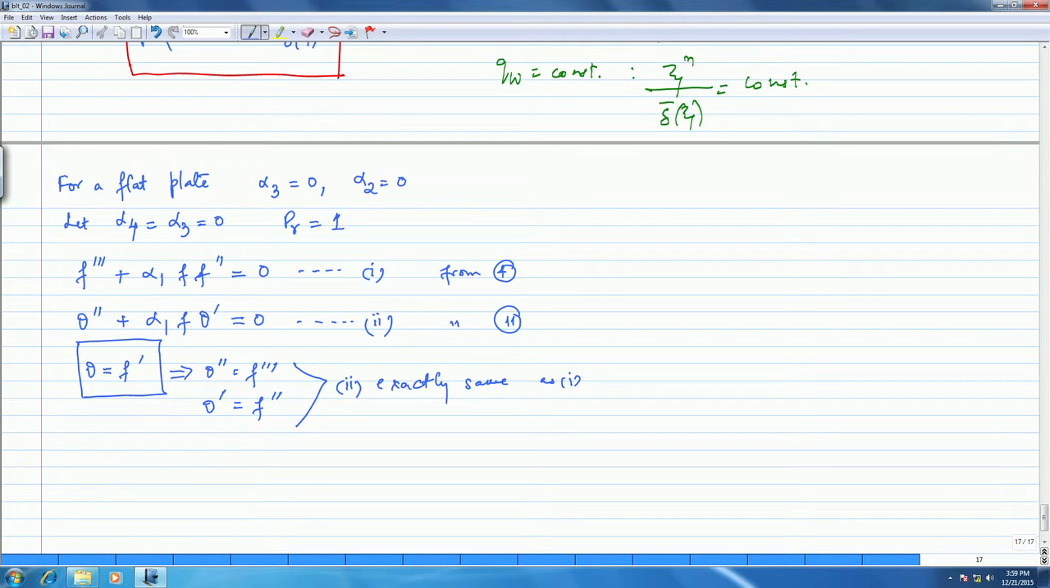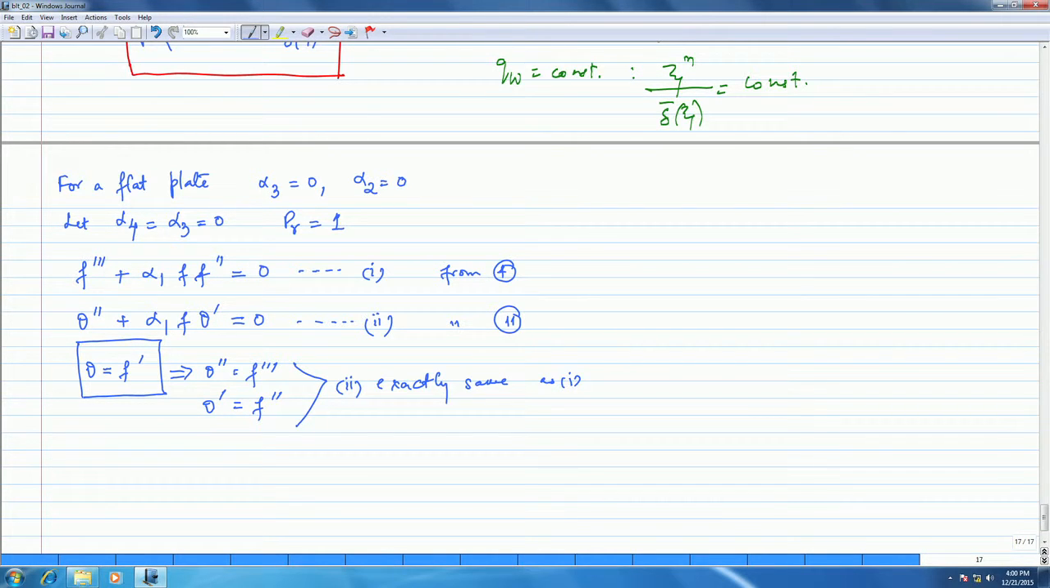Now, we saw that if we played around with these values of alpha 1, alpha 2, alpha 3, alpha 4 and the Prandtl number, we get something like this, and from our studying of these two equations 1 and 2, we get that these two can be exactly same with each other if theta is equal to f dash, right. So, what does that even mean? Does it even mean anything? What is the implication of that?